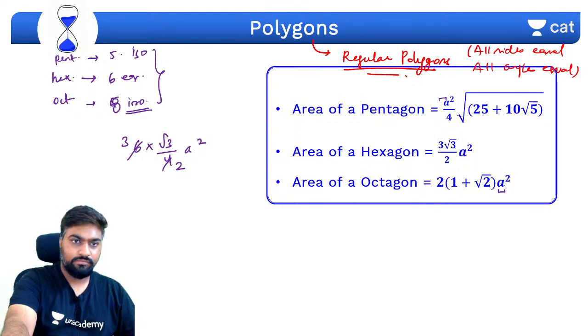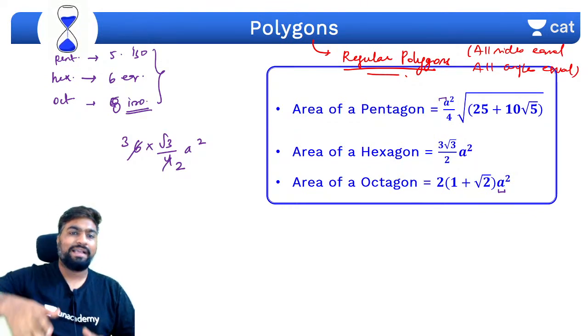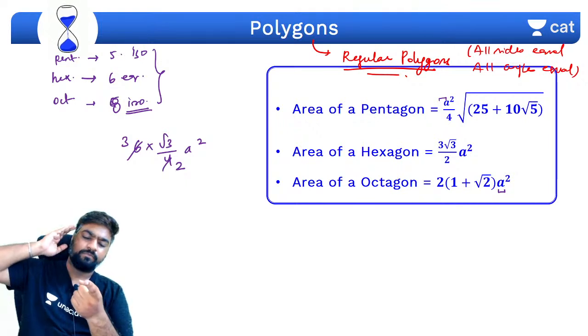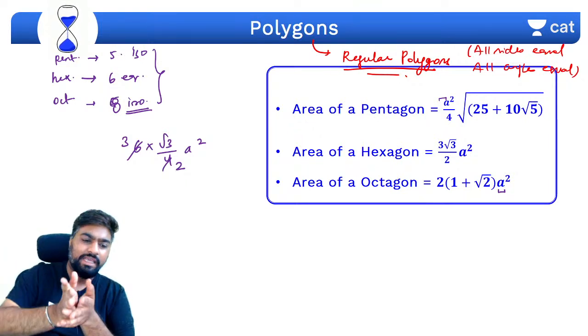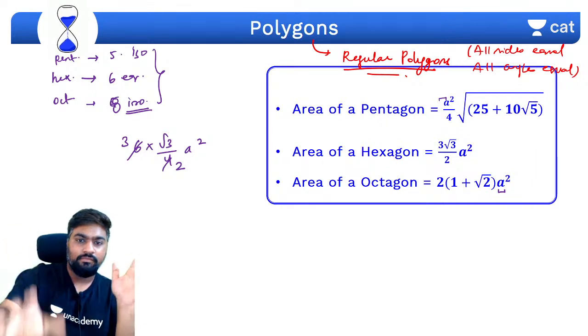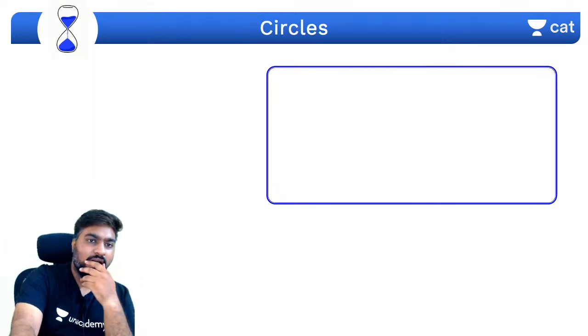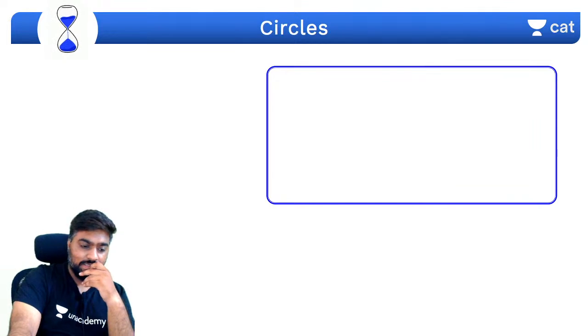Done? Polygon sorted. बाकी जो है हेप्टागन, नॉनागन, डेकागन, इसके सब नहीं कर रहे क्योंकि आप कर सकते हो वहां पे. ठीक है? And now we have circles.